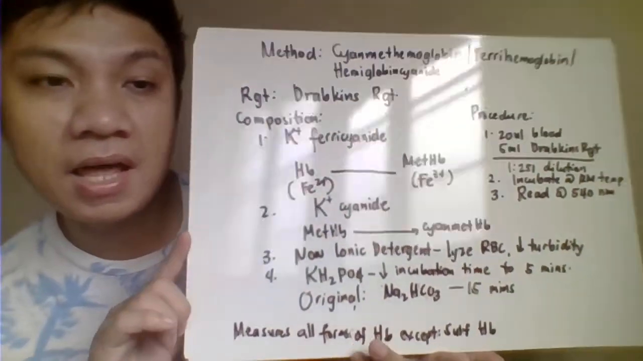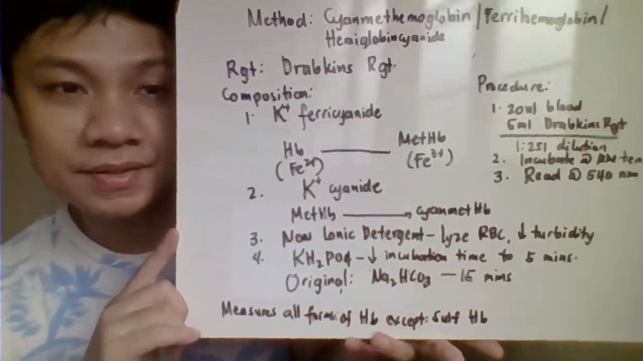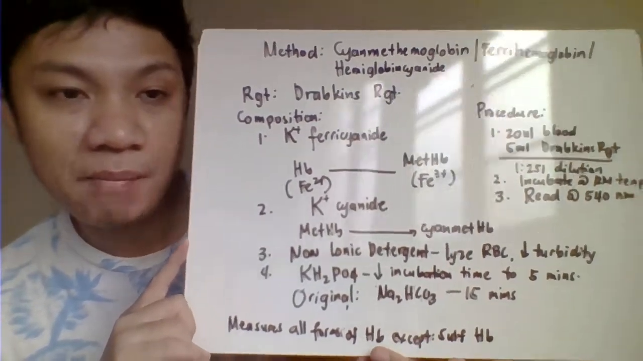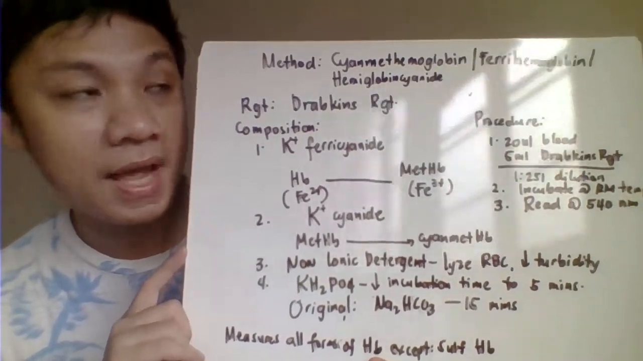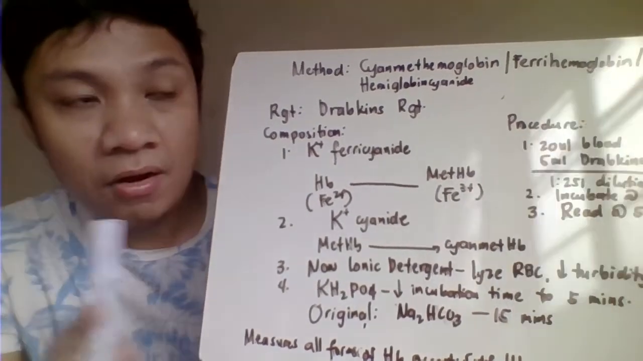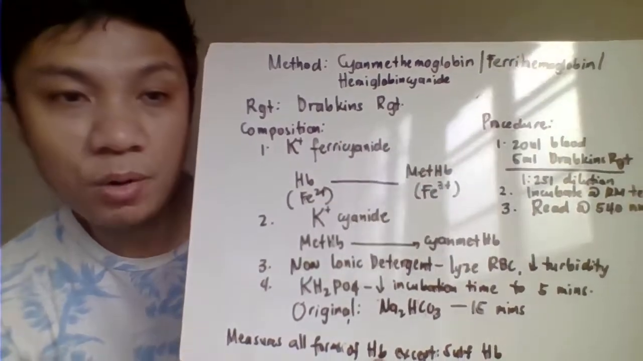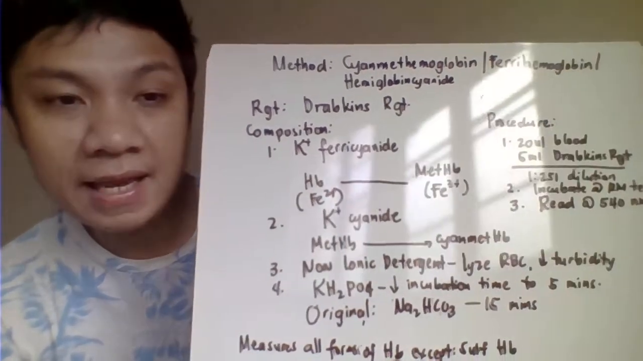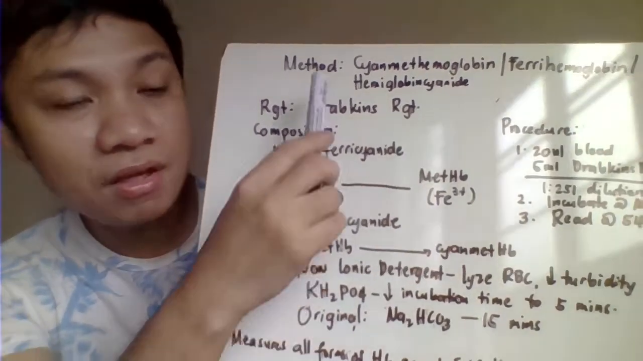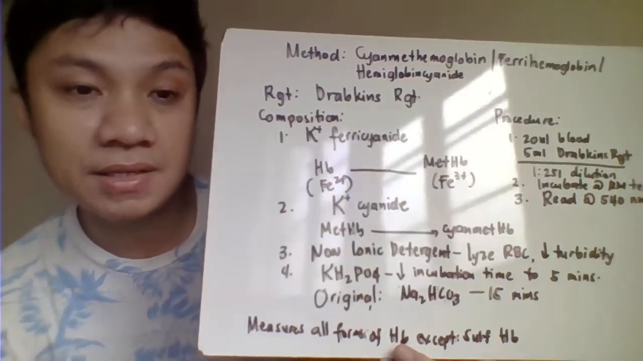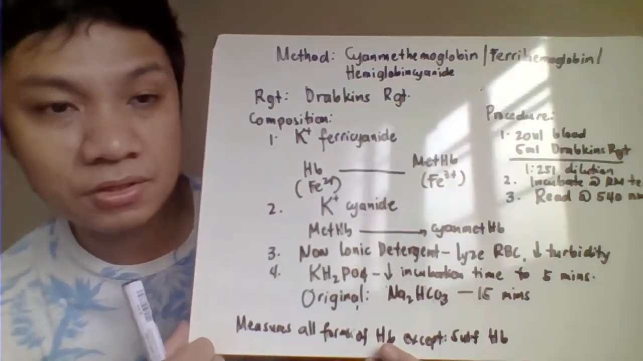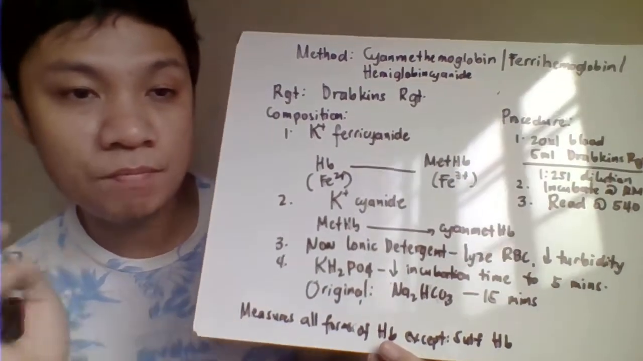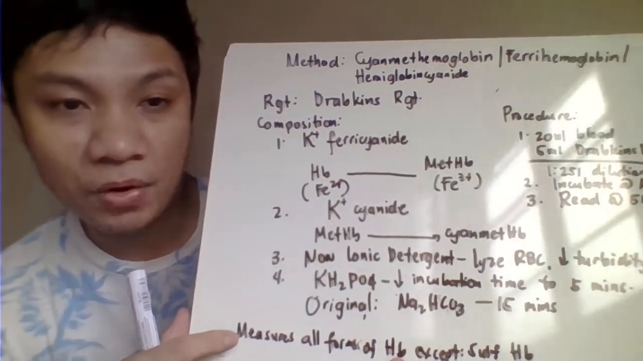Okay, we have here the standard method, or the recommended method, for your hemoglobin determination. We have your cyanmethemoglobin. Other name for that is your ferrihemoglobin, or you could also have your hemoglobin cyanide method. This method of hemoglobin determination is a spectrophotometric method. So you use your spectrophotometer in order for you to measure the concentration of your hemoglobin.